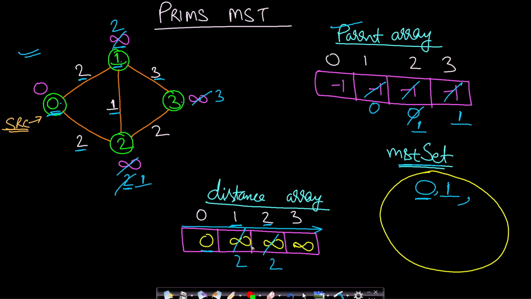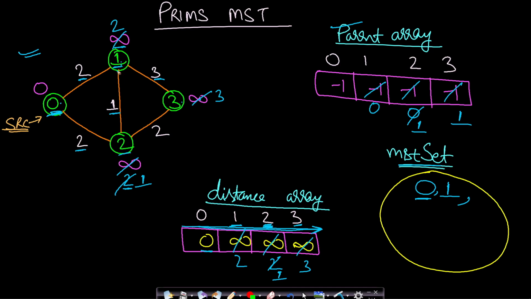Now pick the next minimum. So let me just update the distance array. The distance array for 1 is 2, for 2 it will be 1, and for 3 it will be 3. Now again parse through this distance array and pick the new minimum which is not included in the MST set. So we have an option between 2 and 3, but 2 has less distance, which is 1, so we will pick 2. Now relax the outgoing edges.